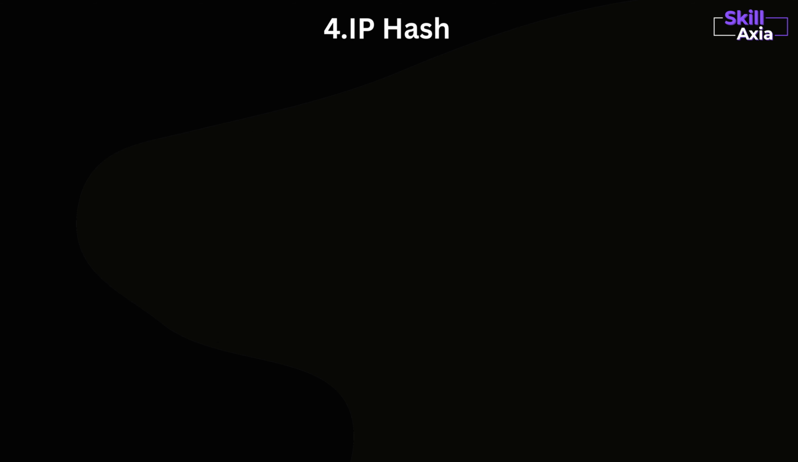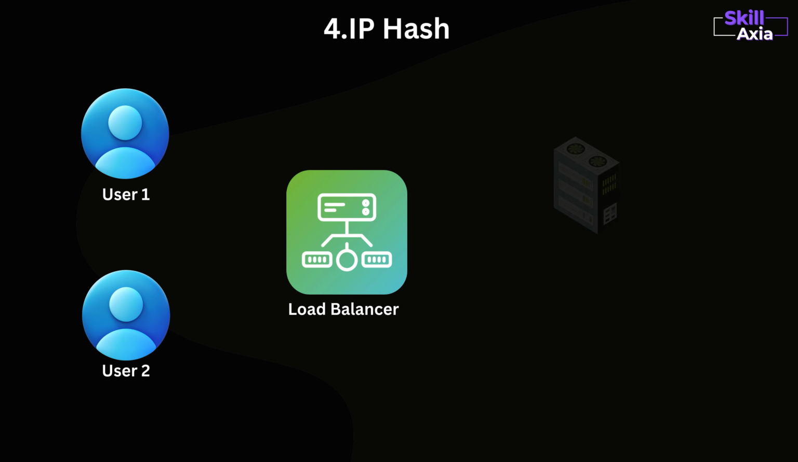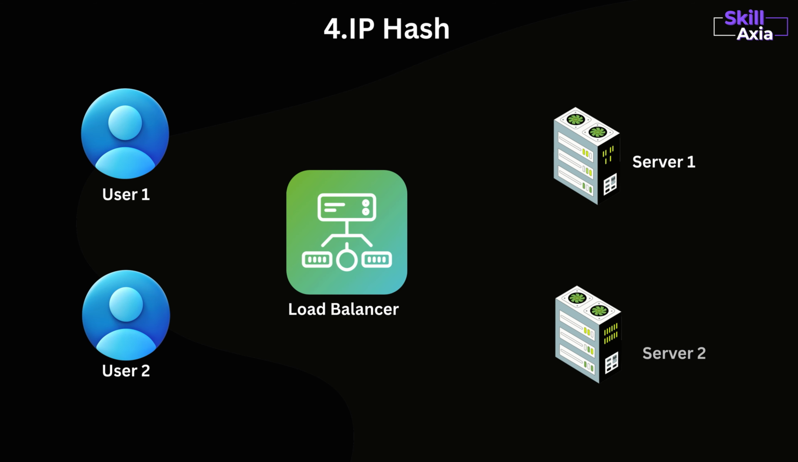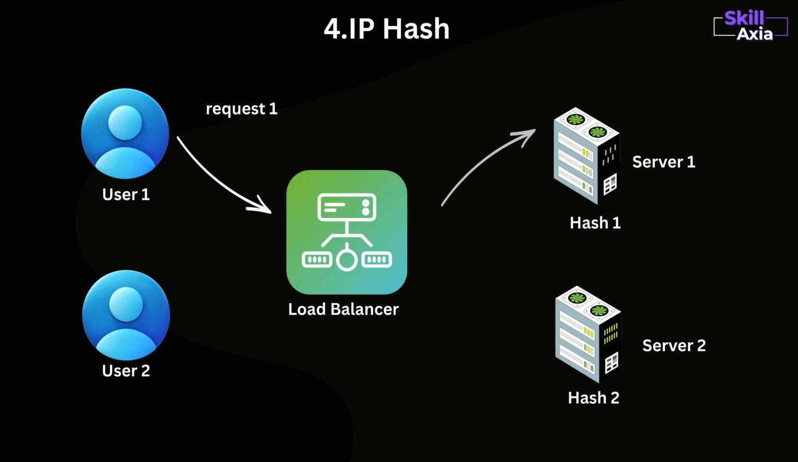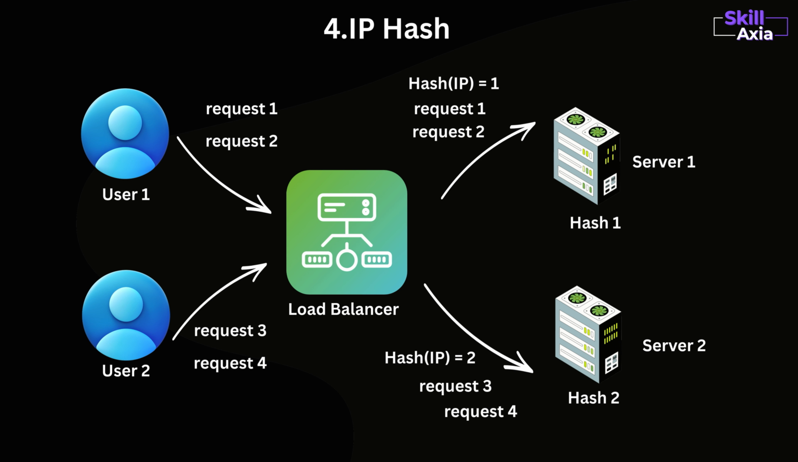IP hash algorithm determines the target server by applying a hash function to the client's IP address. The same client IP always maps to the same server, ensuring request consistency. For example, if a client's IP hashes to server 2, all the future requests from that client are routed to server 2. This approach is useful for applications that store session data locally on servers.